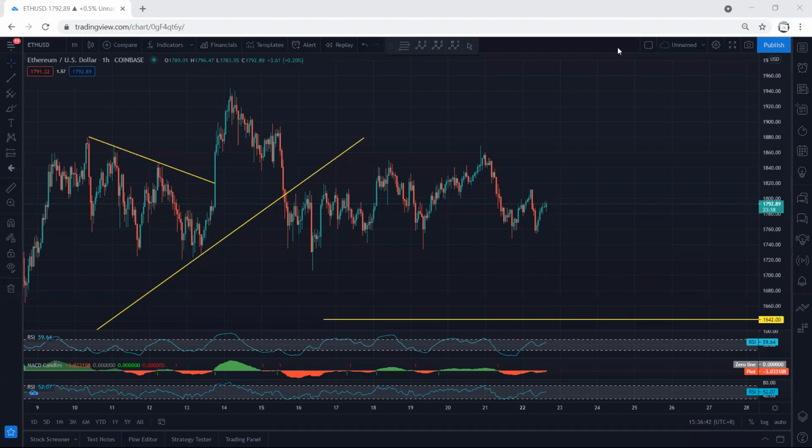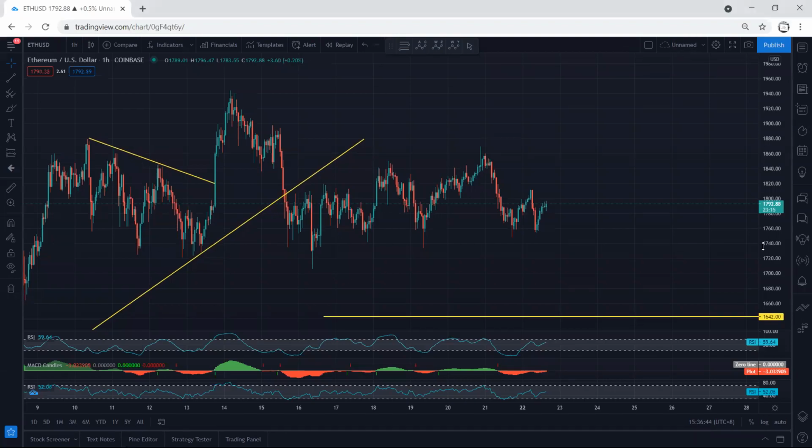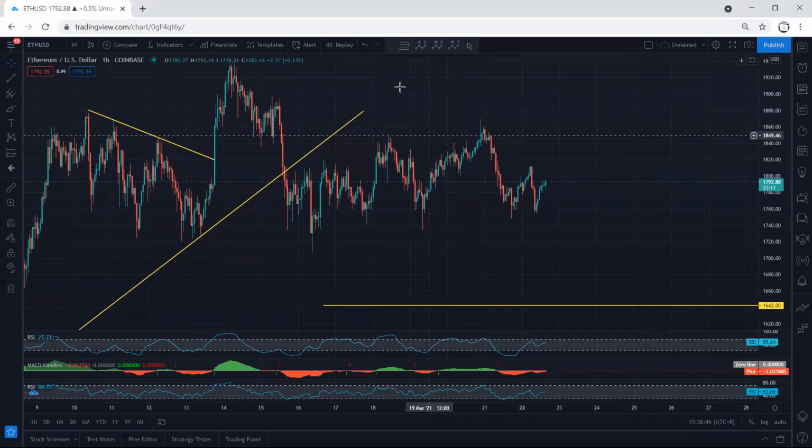ETH, we start with the 1 hour chart. If you refer to our analysis in my last video, the price was here, exactly within this move. We mentioned any breakout of the previous top, from there we can look for sell. This is what we get exactly.